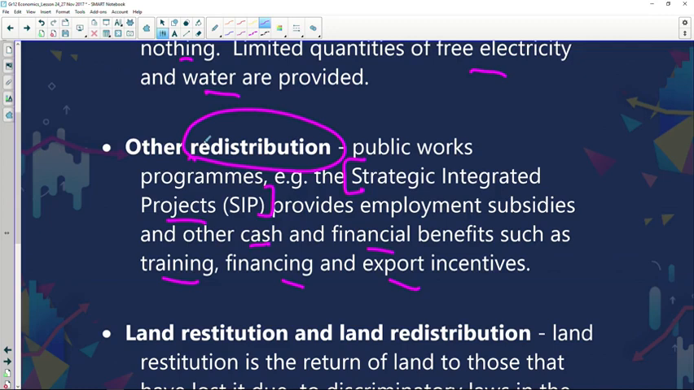Also, the financing of new businesses, giving entrepreneurs the support and the financial support in particular that they need in order to start new business ventures is considered to be important. The training that is given is also considered to be important.